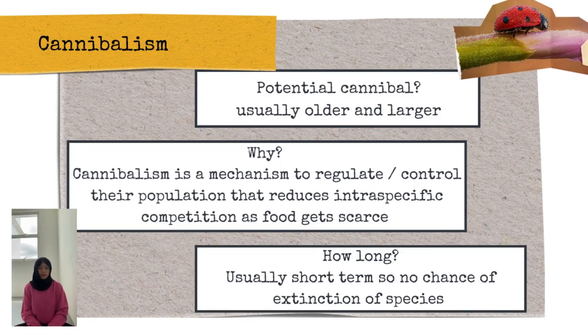What is the potential cannibal? Usually older and larger individuals. In some species of organisms, the young may cannibalize or consume older and bigger individuals. Why? Cannibalism is a mechanism to regulate or control their population that reduces the same species competition as food gets scarce.